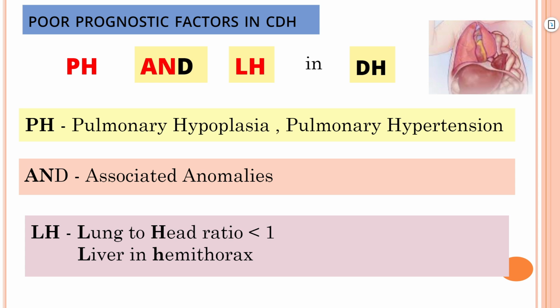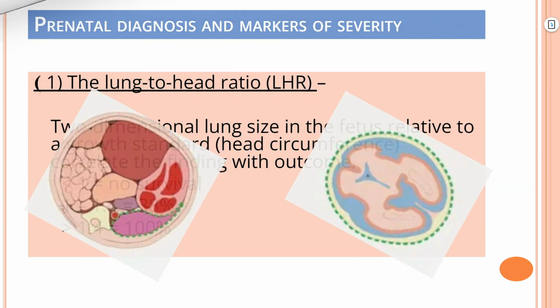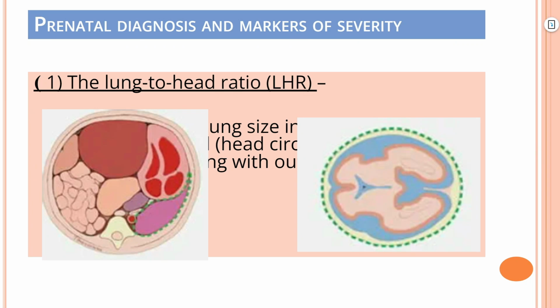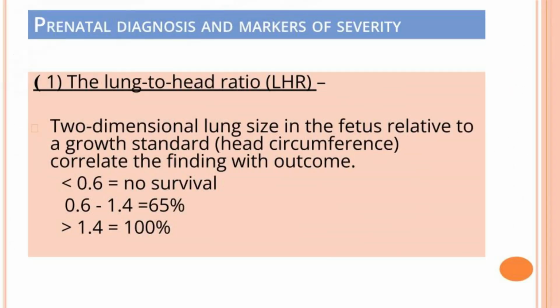LH is lung to head ratio and liver in hemithorax. The LHR, or the lung to head circumference ratio, is a sonographic measure that has been reported to identify fetuses with congenital diaphragmatic hernia that have a poor prognosis. Fetal lung volume is measured by the lung to head ratio, which is obtained from the contralateral lung area divided by the fetal head circumference. Fetal lung to head ratio measurements have been used to predict neonatal pulmonary hypoplasia.